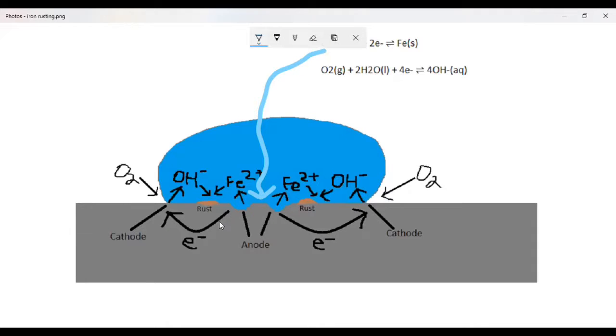And so the electrons then travel over here, right where oxygen is able to come in contact with the surface of iron and with water. And so over here, the second half reaction takes place, and this area acts as a cathode. So then the Fe2+ and the hydroxide are able to interact together, and they form iron 2 hydroxide and iron 3 hydroxide, and ultimately they form the layer of rust that sits on top of iron.